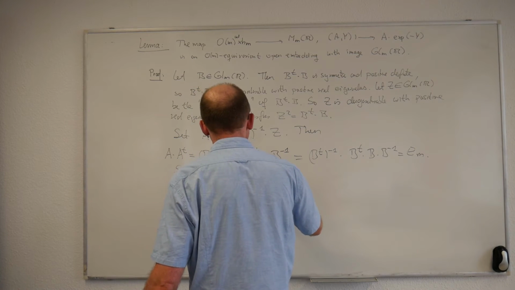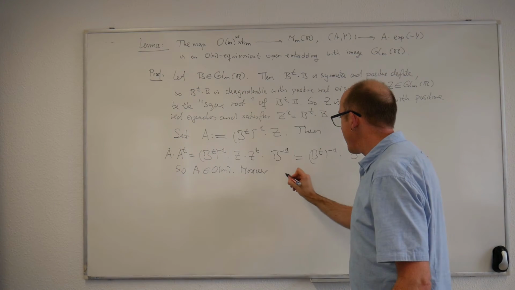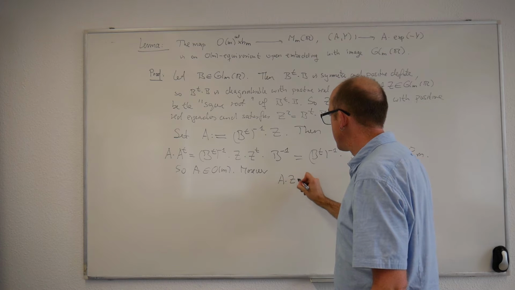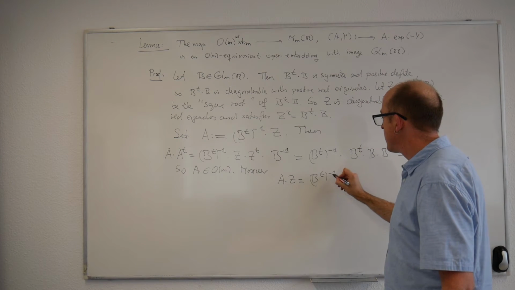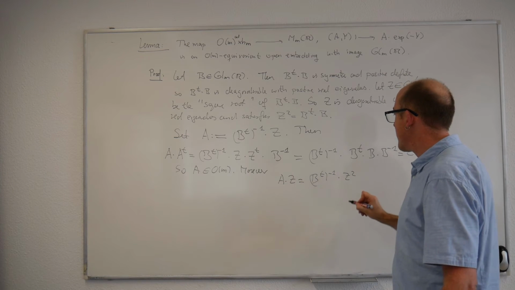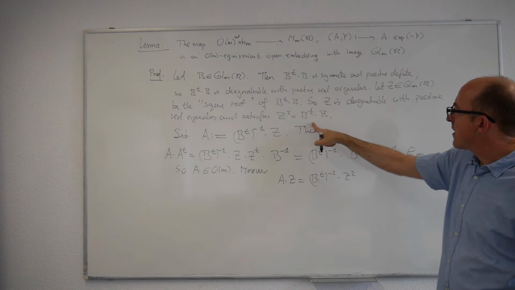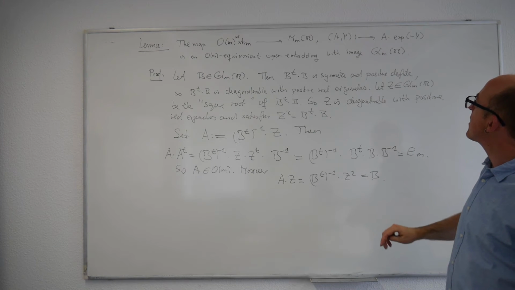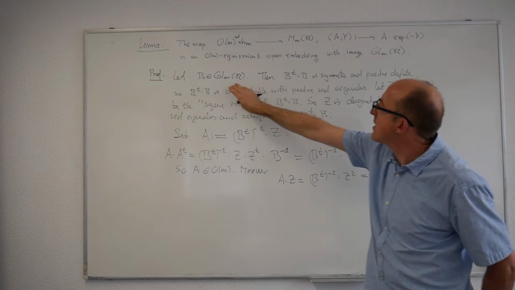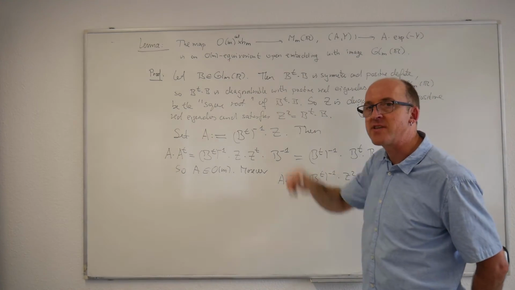Moreover, if we multiply A with Z, well, we get B transpose inverse times Z squared, and Z squared was defined here, so this is exactly B. So we found an expression that we're looking for. We wanted to show any element in GL_m(R) is in the image of this map.